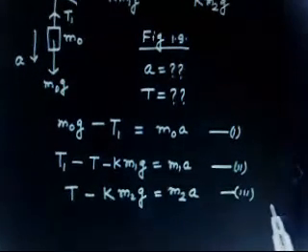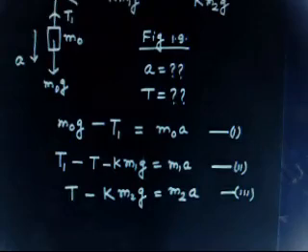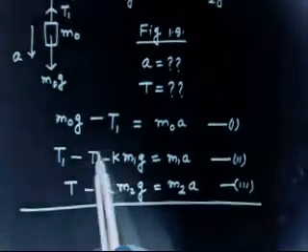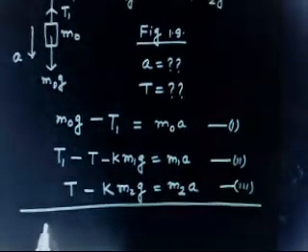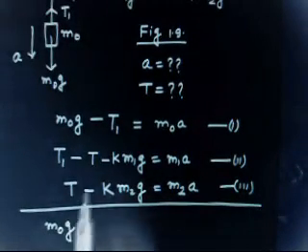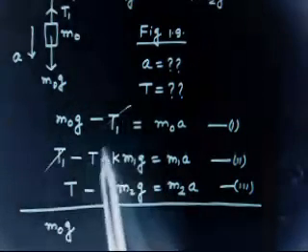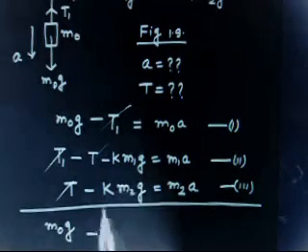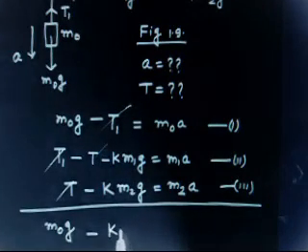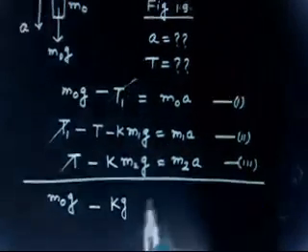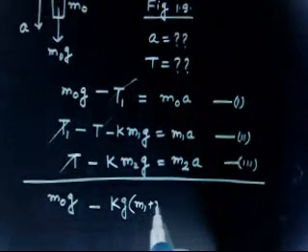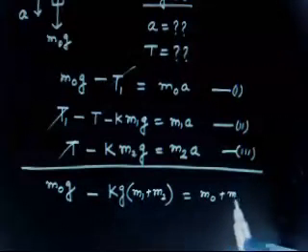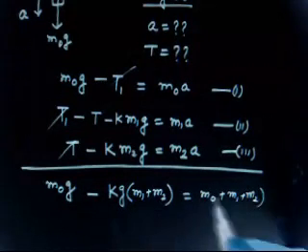Now we have to solve these three equations. If you simply add these three equations, you will get the acceleration. If you add the three equations, this goes out, this goes out, so you will have m0 g minus k g m1 plus m2. This side you will have m0 plus m1 plus m2 into a.